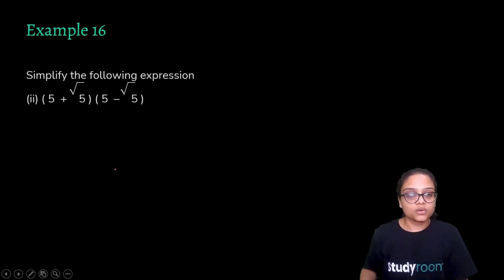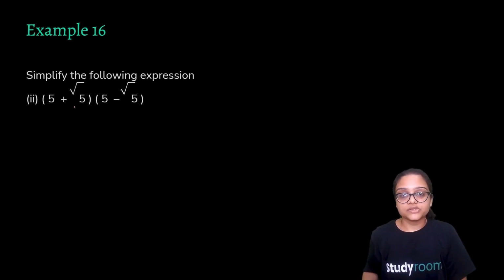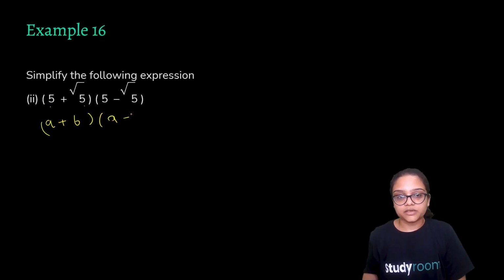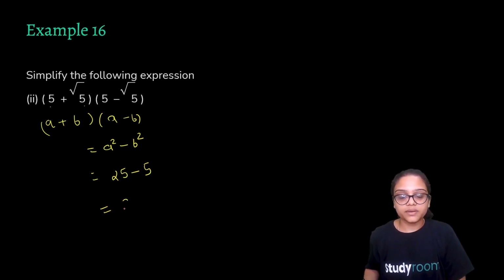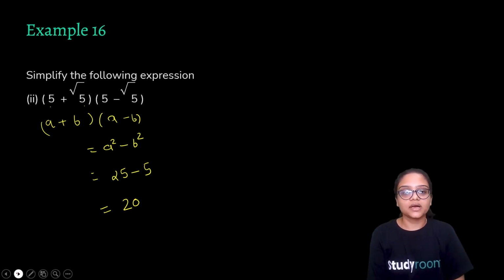Okay, are you seeing the property which I am seeing? It's (a plus b) into (a minus b). Suppose a is 5 and b is root 5. So (a plus b) into (a minus b) is a square minus b square. Right? So 5 square is 25 and root 5 square is 5, and 25 minus 5 gives 20. So 20 is the answer.